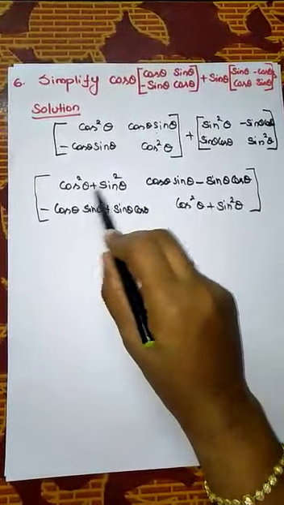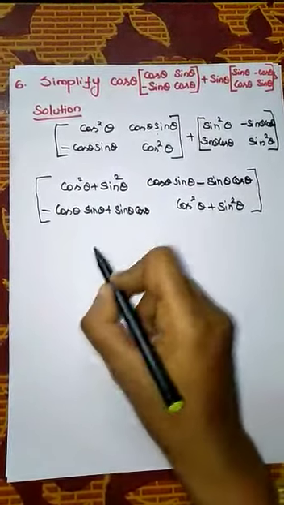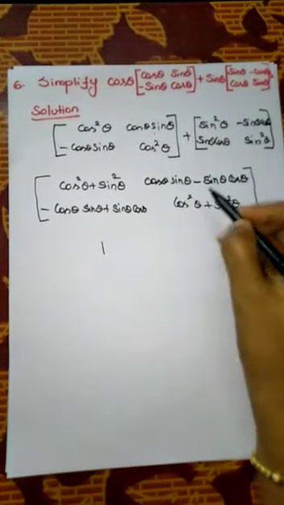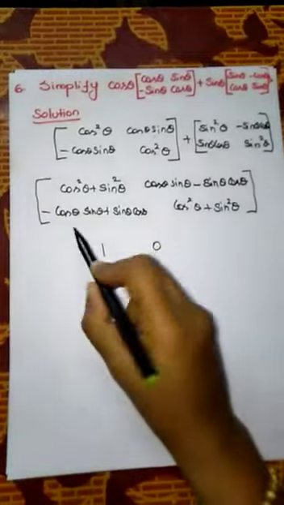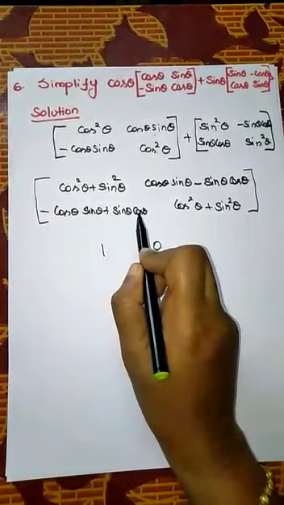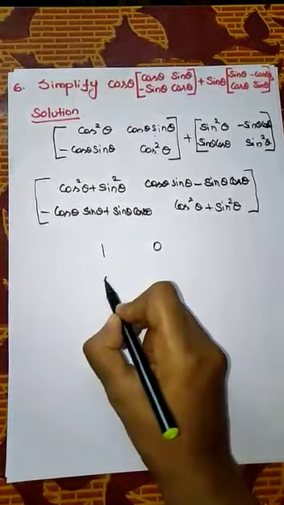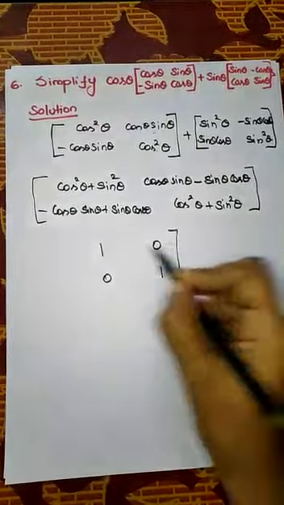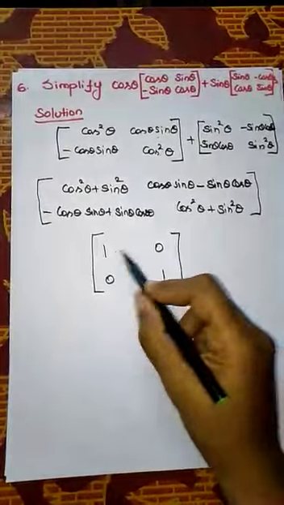This is actually the first trigonometric identity. Sin square theta plus cos square theta value 1. Plus cos sin minus sin cos cancel, so the answer is 0. Same, minus cos sin plus sin cos theta, so the answer is 0. Cos square theta plus sin square theta value 1. So this is the unit matrix [1, 0; 0, 1].